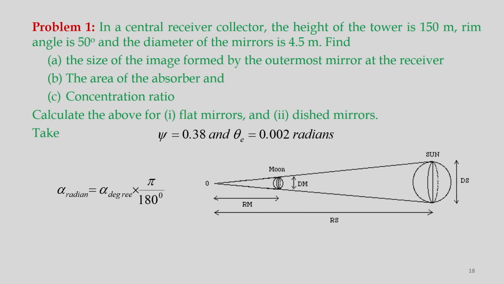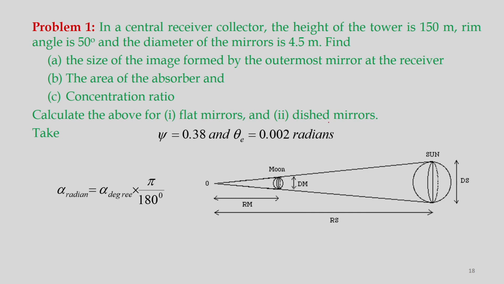So, if we take a problem, say in a central receiver collector, the height of the tower is 150 meter and rim angle is 50 degree and the diameter of the mirror is 4.5. Okay? So, we need to find the size of the image formed by the outermost mirror at the receiver. So, Li needs to be calculated. The area of the absorber and the concentration ratio need to be calculated. And this has to be calculated for two different cases, one for flat mirrors and the other for disk mirrors.